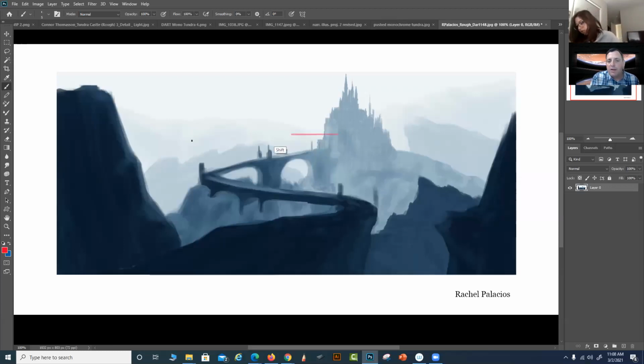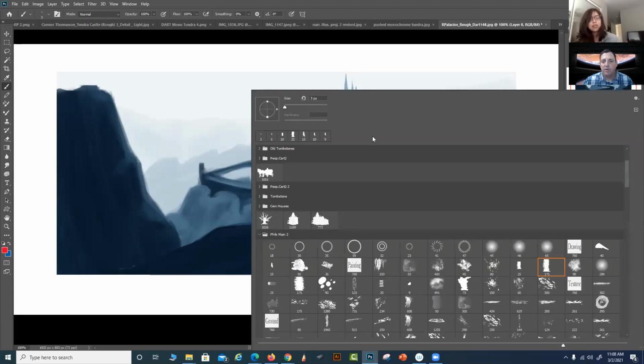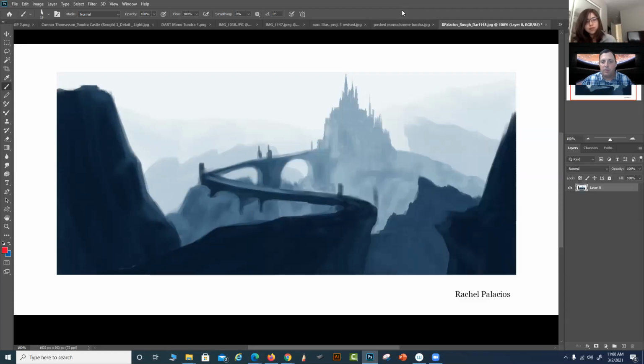So your horizon line is about right there in your piece. Let me see if I can draw that a little bit. Now let me switch brushes here. I'll use my drawing brush, that works a little bit easier. And then we switch to a light blue.